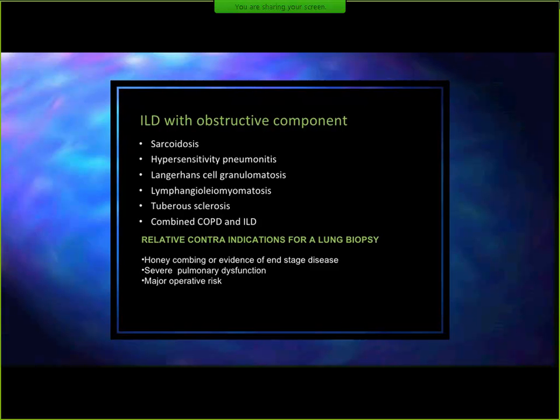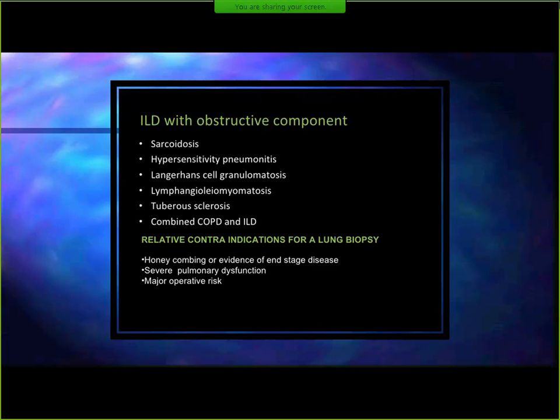So say you send the patient for the PFTs. Some of the interstitial lung diseases that have both obstructive and restrictive components will be sarcoidosis, hypersensitivity pneumonitis, Langerhans cell granulomatosis, lymphangioleiomyomatosis. A lot of times it's associated with tuberous sclerosis. And then it could be a combination, where maybe somebody has an interstitial lung disease and they also have COPD.